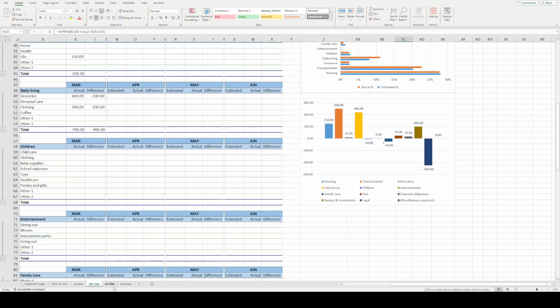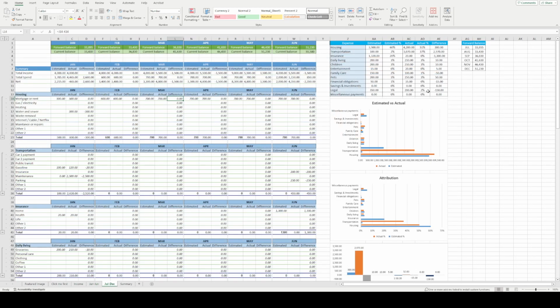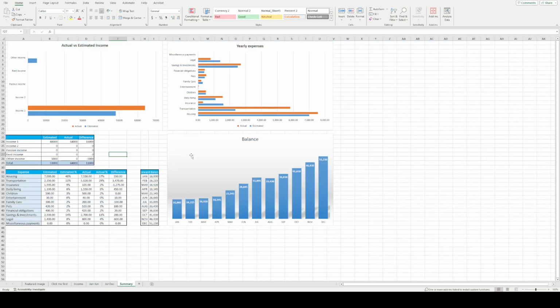Okay, so July and December follow the absolutely same logic. And then we've created a summary for you that takes the 12 months and helps you see what your balance is, how well you're moving. You can see the yearly expenses, what you actually spent versus what you estimated. And you can see the income difference here.